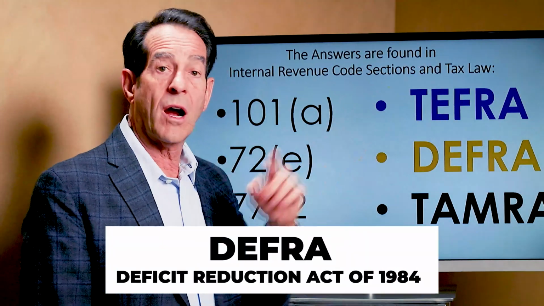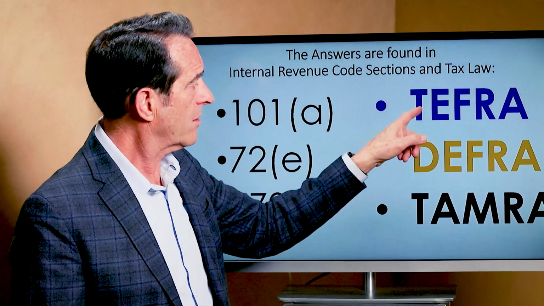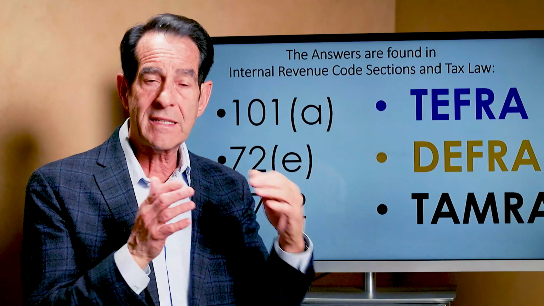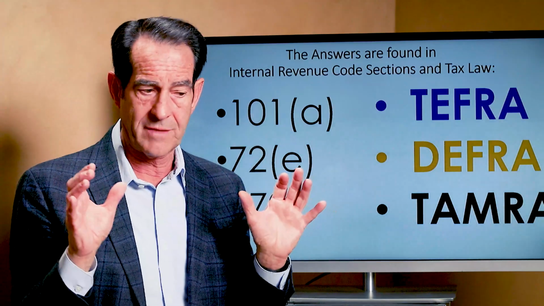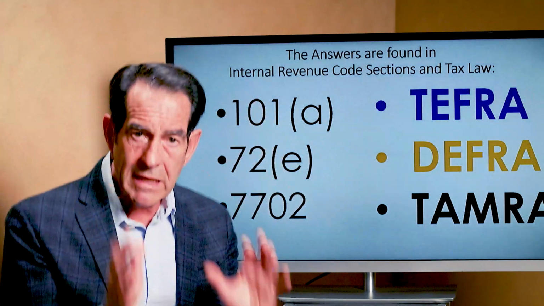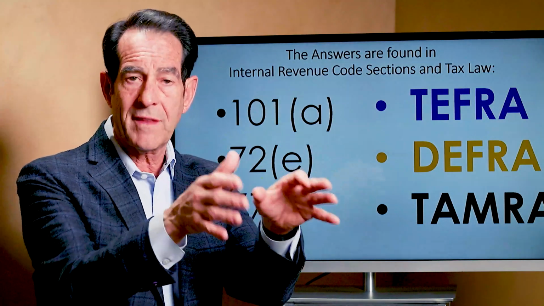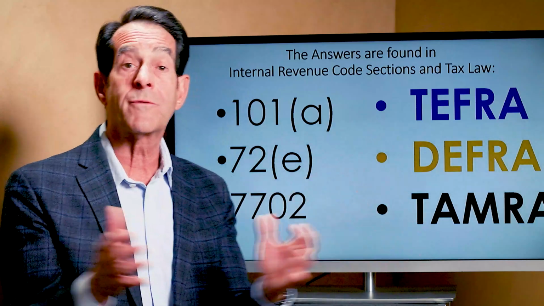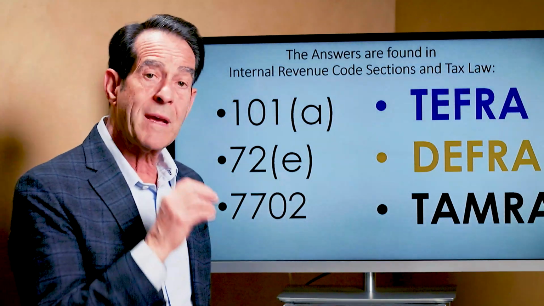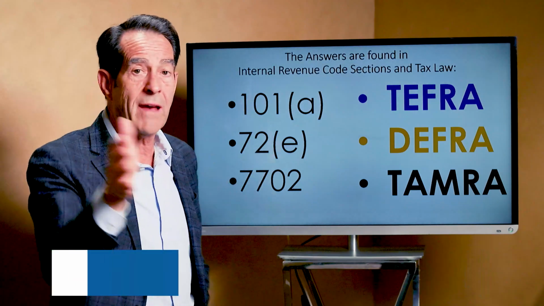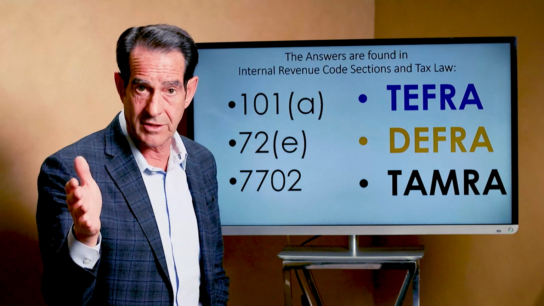These two are acronyms, okay? They're called TEFRA and DEFRA. In a nutshell, the TEFRA-DEFRA tax citations dictate the minimum amount of insurance that you have to have on the insured if you're going to use it for living death benefits, based upon your age, gender, and health. Now, what I just said, you wouldn't believe how many insurance agents don't even understand.